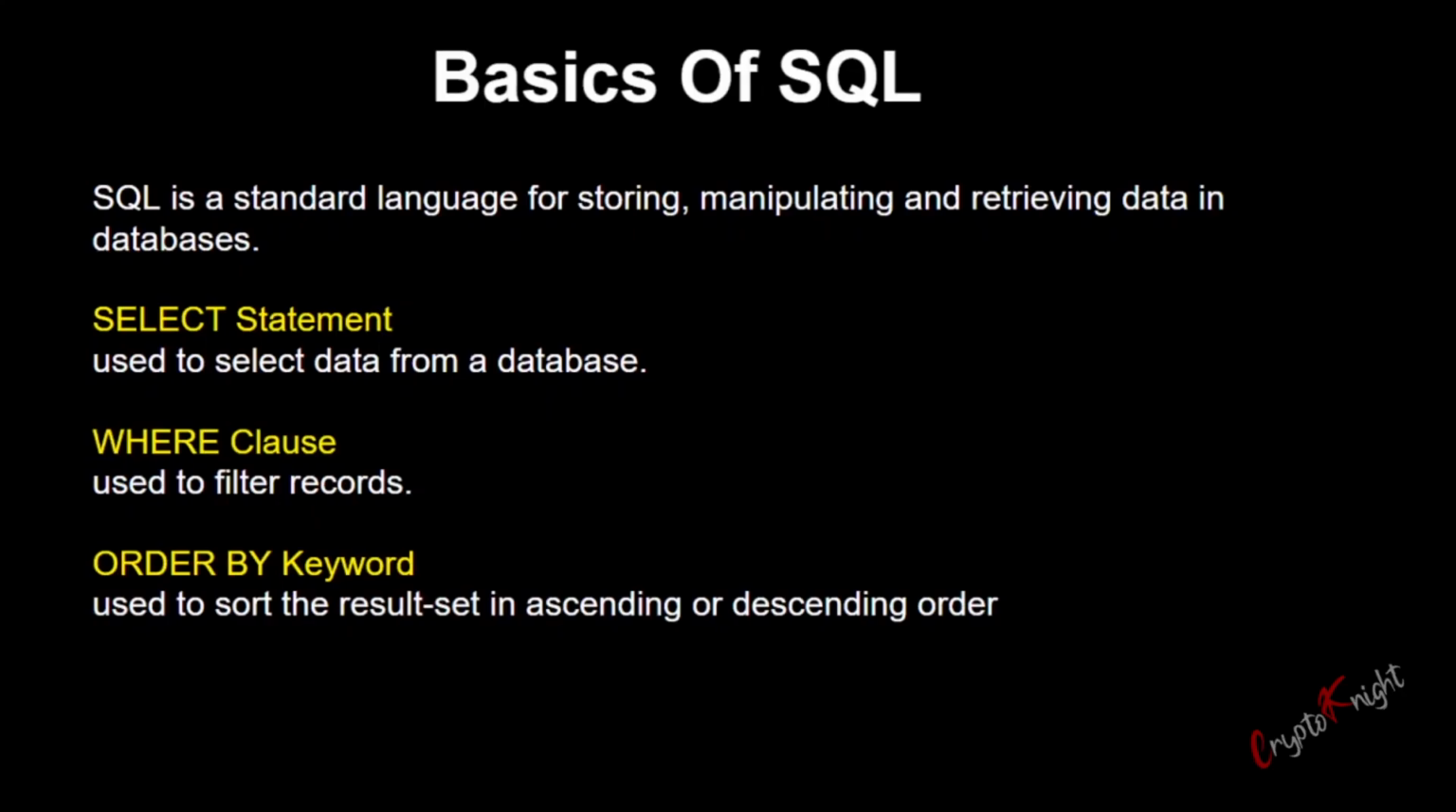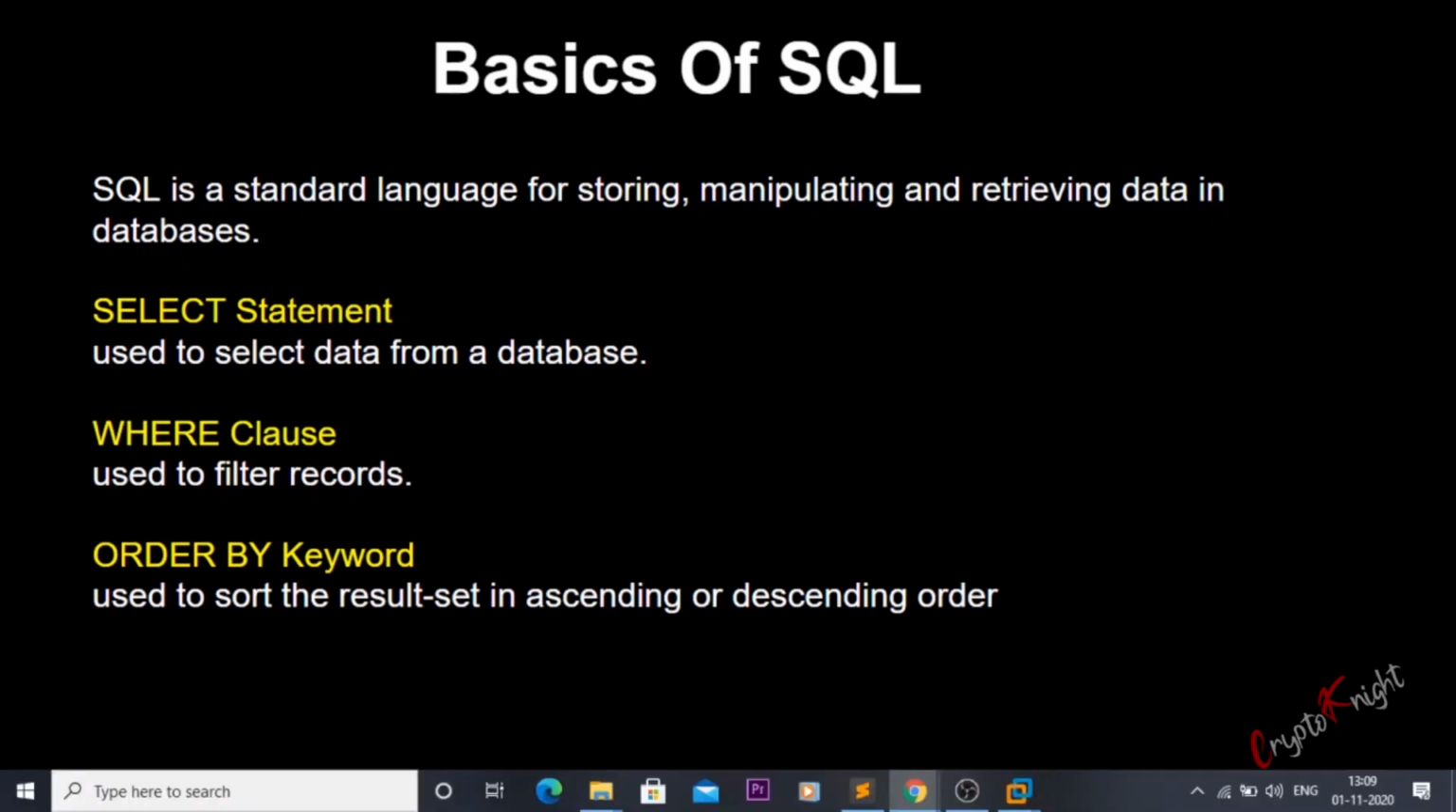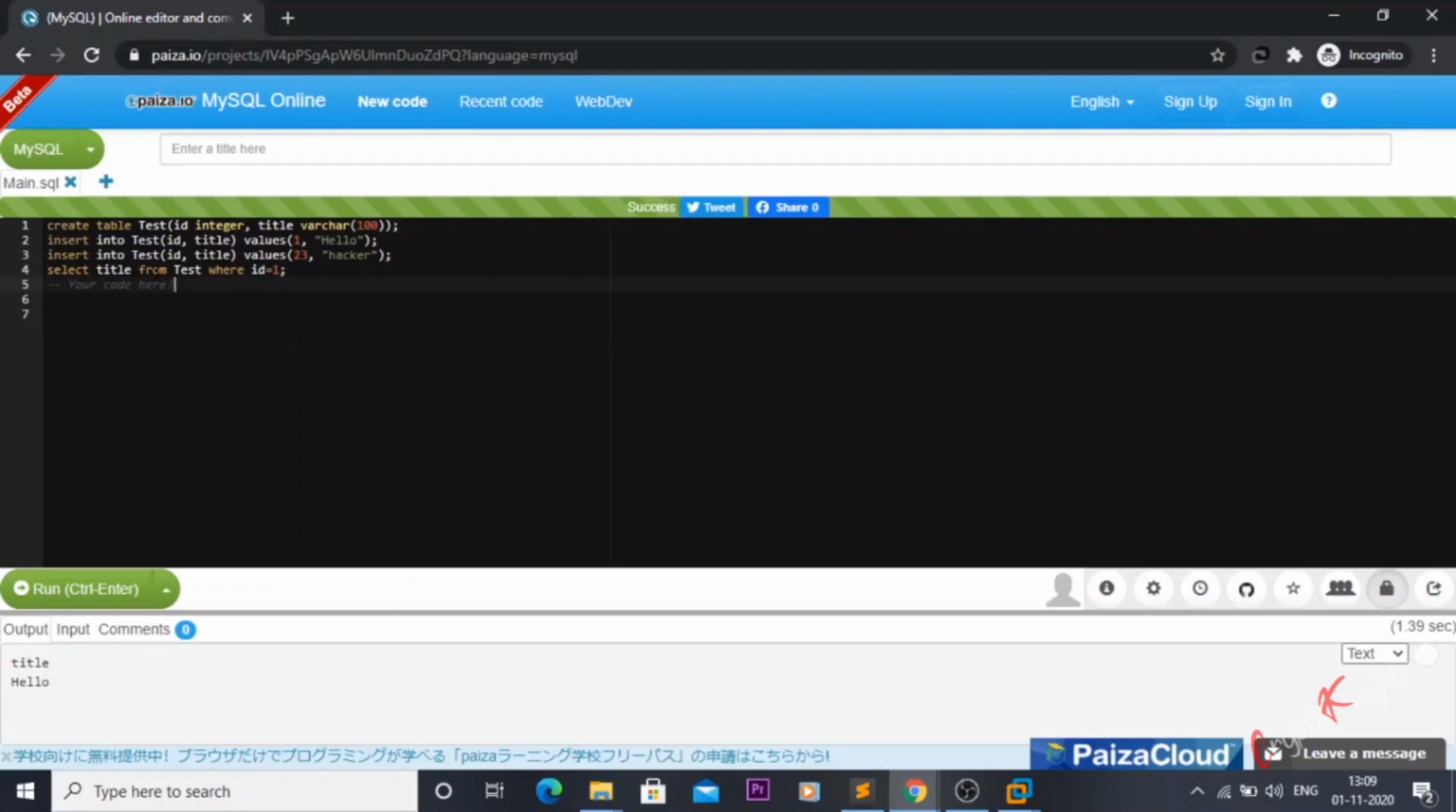It is order by. Now it is used to sort the result set in ascending or descending order. That is pretty easy. So here we have given select title from test where id equal to 1. Now what we'll do first is that we'll add some more data so that this order by is clear to you. We'll write 2 and we'll write hello 2 over here. Let's add 2 or 3 more records.